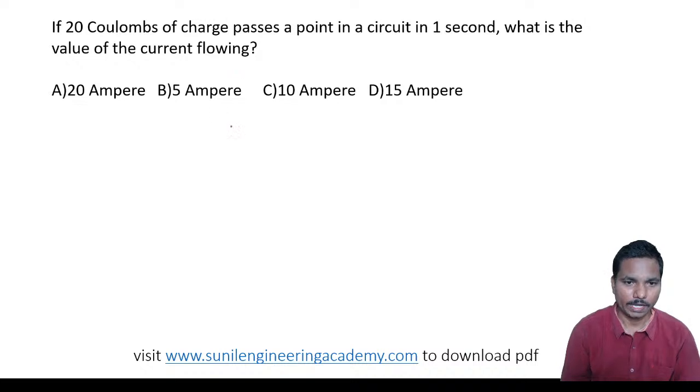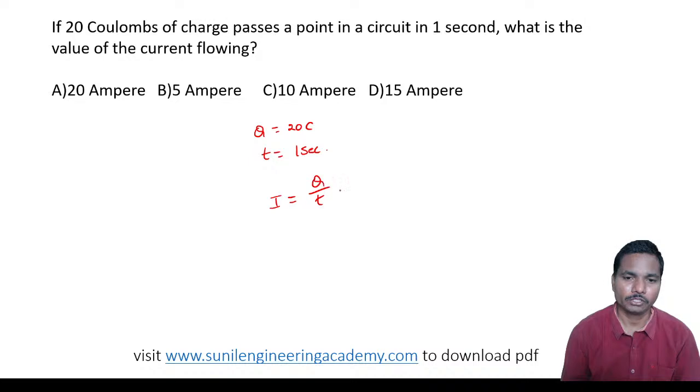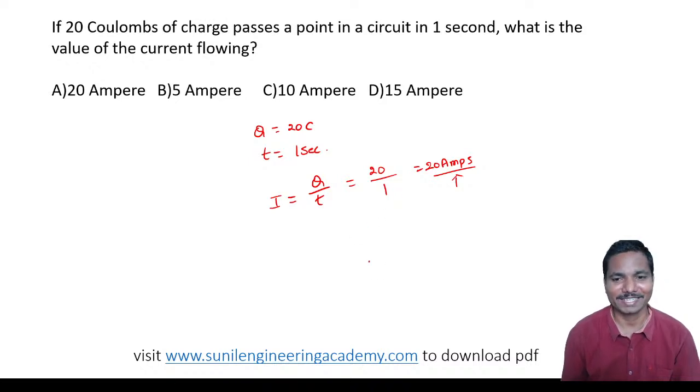No. Here they have given charge Q is equal to 20 coulombs and time t is equal to 1 second. Asking the current, I have given in the theory part of the physics, current I is equal to rate of flow of charge. So charge is 20, time is 1 second, so that is 20 amps. It is a physics question, but maybe it comes in the chemistry. So the answer is option A, 20 amperes. Okay, coming to the next one.